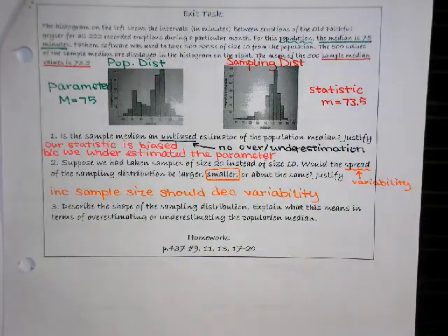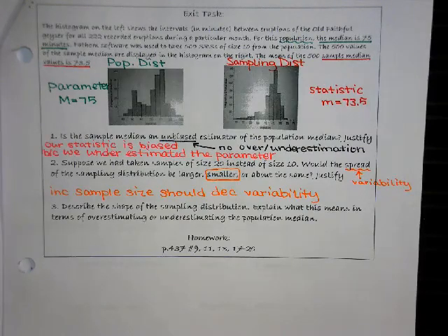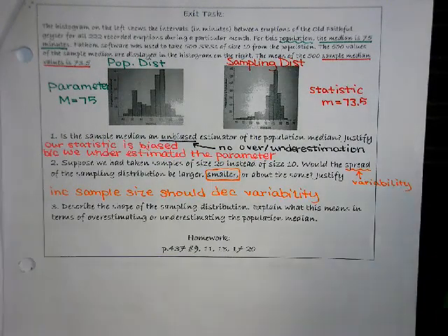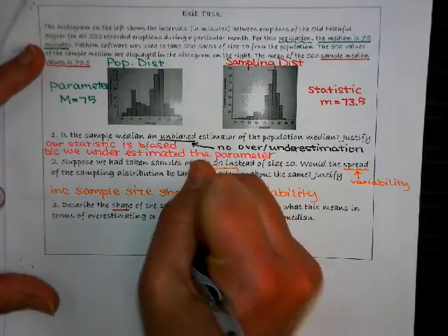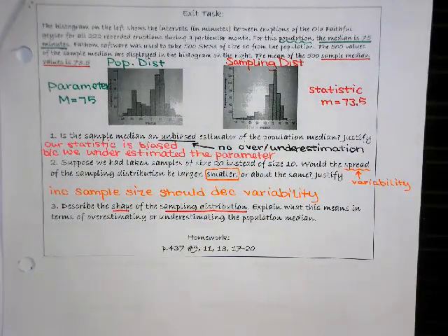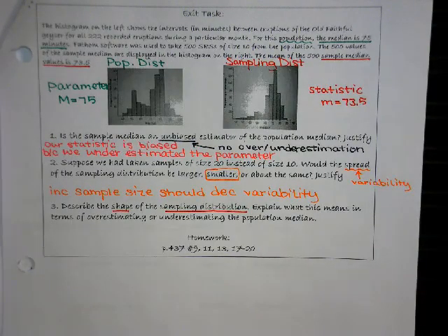All right, last one. Describe the shape of the sampling distribution. Explain what this means in terms of overestimating or underestimating the population median. So we're looking at the shape of the sampling distribution. How do we describe shape? SOCS. Shape is the first S of SOCS: skewness or symmetry, right? So what do we have, symmetry or skewness for the sampling distribution? Skewness. To which direction? To the left.